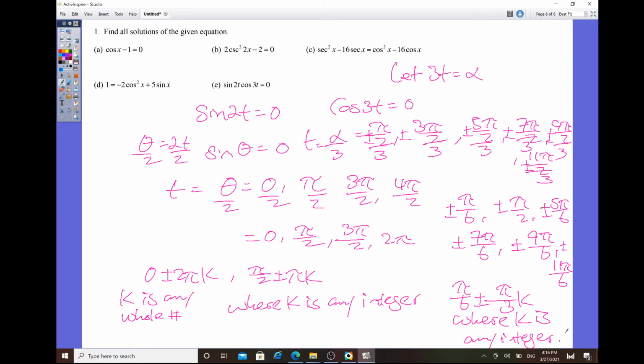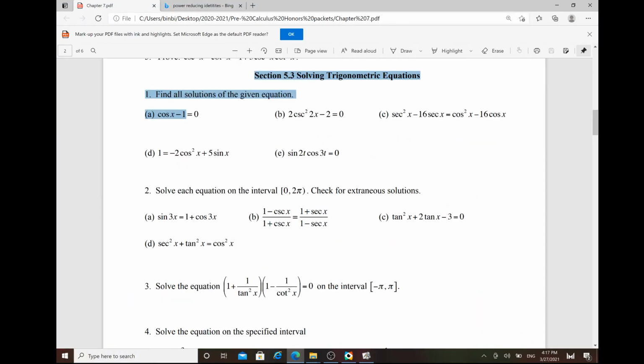So once you get to the more rigorous one, you've got to be careful with the number of cycles that you have to go around. If that's 3t, that means you have to go around the unit circle 3 consecutive times. 2t, that means you have to go around the unit circle twice. Okay. So now let's see what else we have for this part of the lesson here.